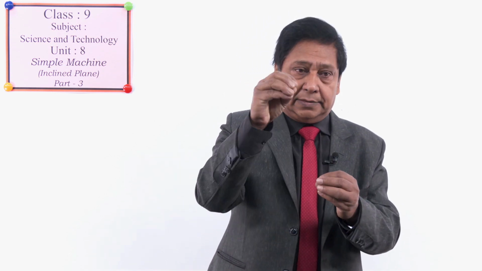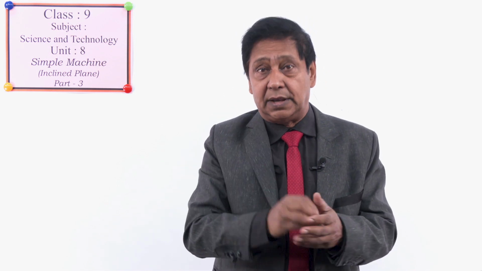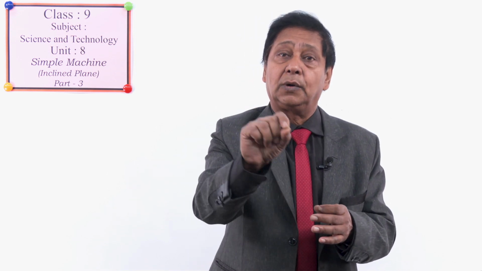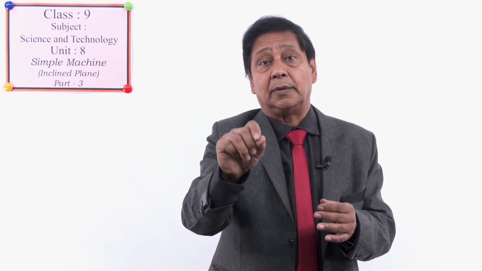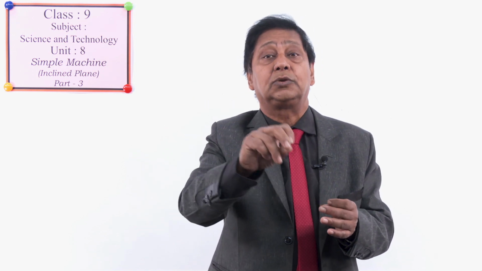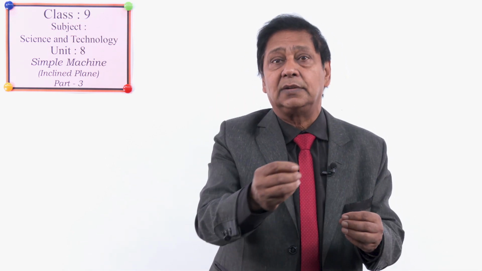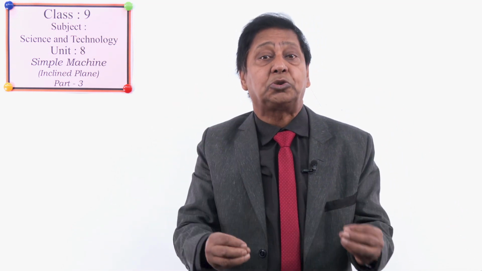Now I am going to tell you about the velocity ratio. Velocity ratio is different in different simple machines. In a lever, the distance from the effort to the fulcrum is effort distance, and the distance from the fulcrum to the load is called load distance, and the ratio of these two is taken as velocity ratio. But in a pulley system, the number of segments of the string supporting the load is taken as velocity ratio. In this case also it is a little different.